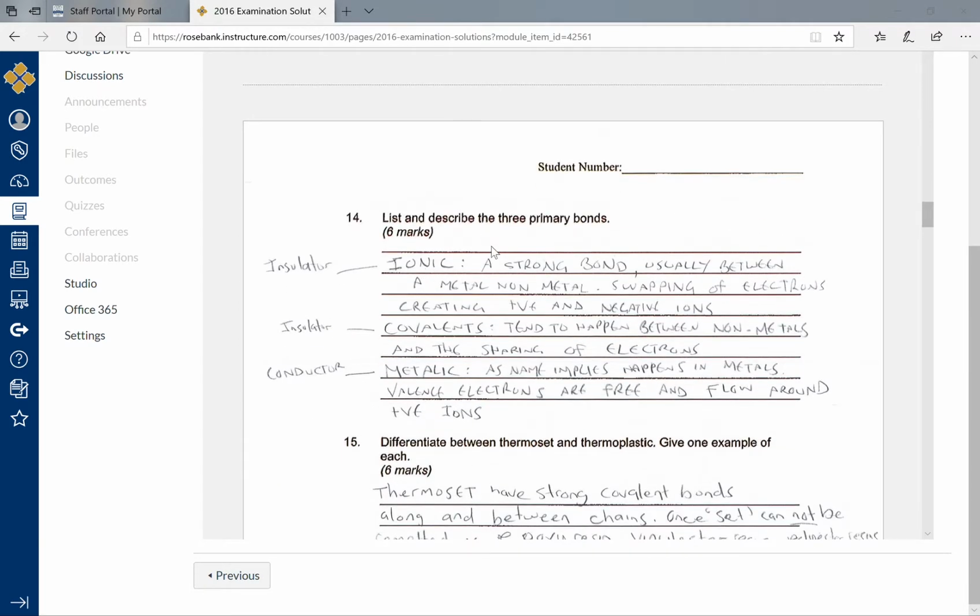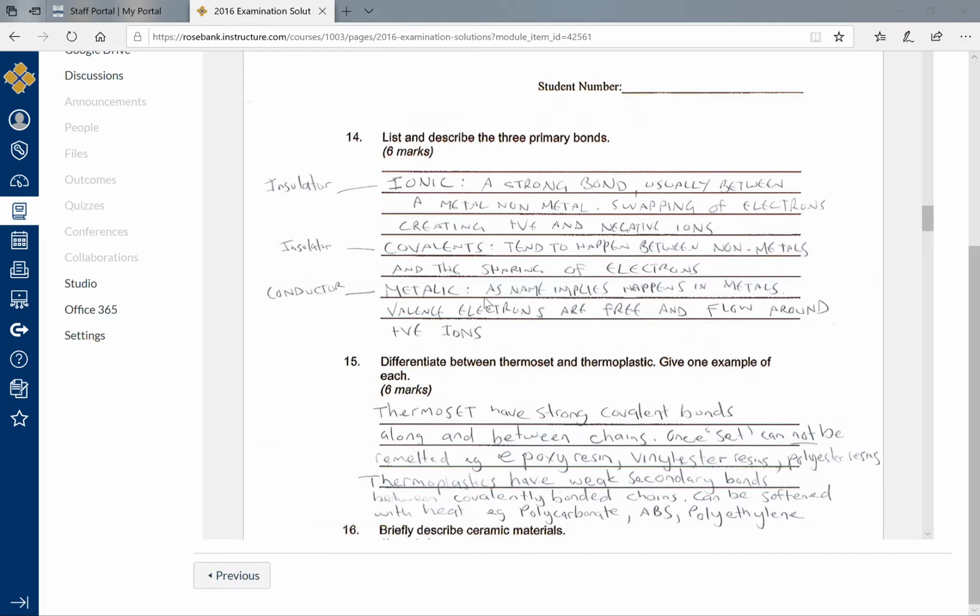This one: describe 3 primary bonds. This is work from your chemistry courses as well. Ionic is a strong bond usually between a metal and a non-metal, swapping of electrons creating positive and negative ions, and I've written here that they're normally insulators. Covalent bonds tend to happen between non-metals rather than a metal and a non-metal, and they result from the sharing of electrons. And then metallic, a conductor.